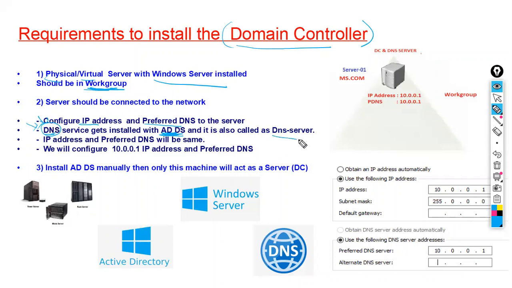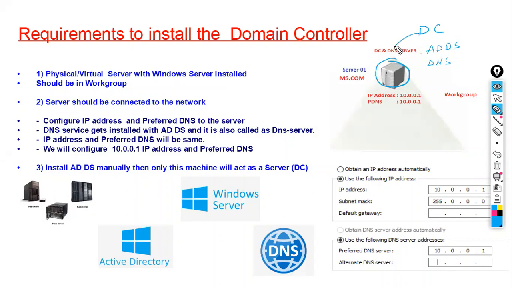Okay, and it is also called the DNS server. So guys, remember one point: we want to make one server a domain controller, so we need to install Active Directory Domain Services. When we install ADDS, the DNS server will be installed on the same machine. So this machine is called the domain controller, and the same machine is called the DNS server as well, because the DNS server is also getting installed with ADDS. So it is performing two roles by default. One is domain controller and it is also your DNS server as well.